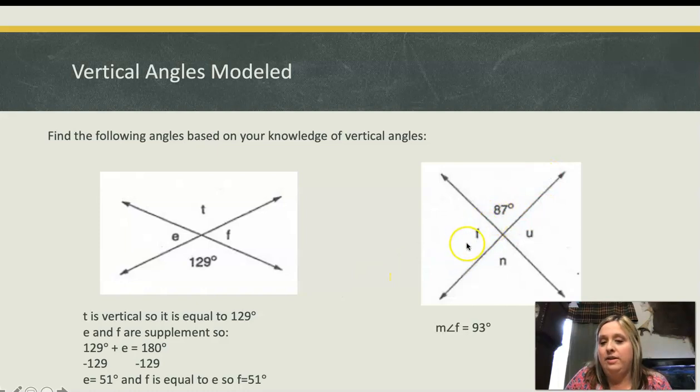So you can kind of look at it this way. And then what would the measurement of angle U be? Kim? 93 as well, because they are vertical. Good job. And then N is 2.